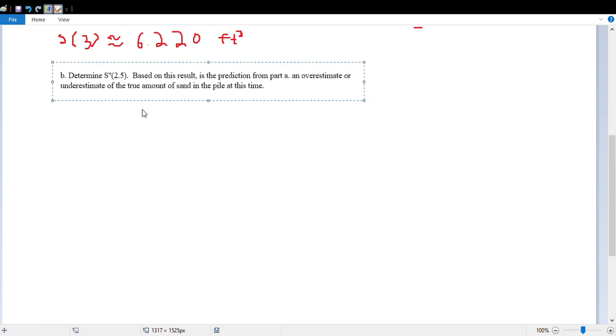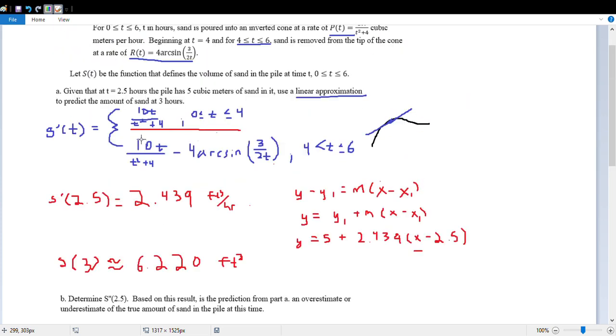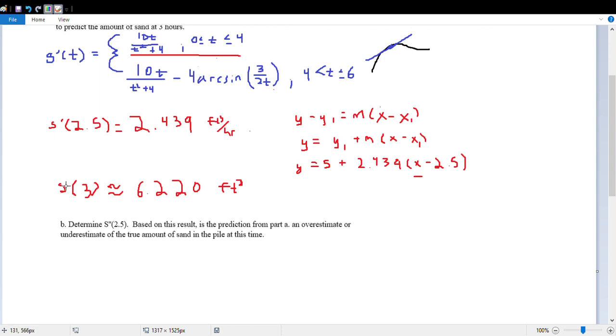All right, part B. Determine S double prime of 2.5. Based on this result, is the prediction for part A an overestimate or an underestimate of the true amount of sand in the pile at this time? Okay, so we already know that S prime of 2.5 is just this right here with 2.5 evaluated. We got S prime 2.5 right here. So let's find S double prime. I'll go back to blue for that. And so S double prime, there we go.